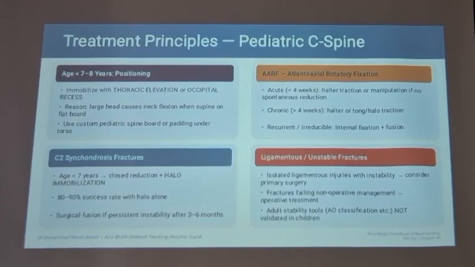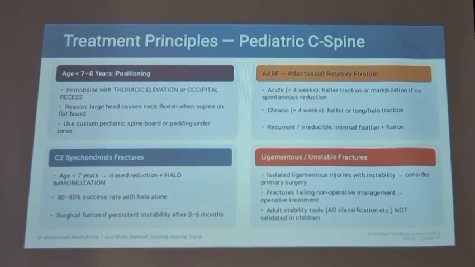Then atlantoaxial rotatory fixation. If it is acute, less than 4 weeks, we go for halter traction or manipulation if there is no spontaneous reduction. If the case is greater than 4 weeks, a chronic case, then halter traction and tong traction are used, as it is more stable, more fixed. And if there is recurrence and irreducibility, then we go for internal fixation plus fusion.